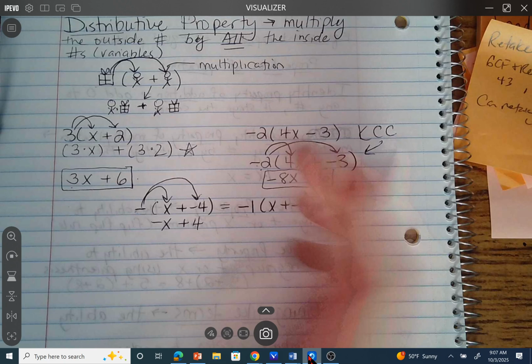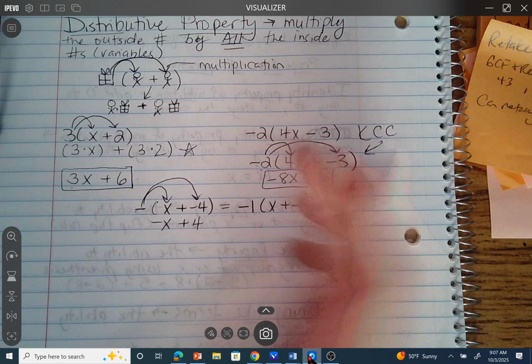And then if you have to distribute a variable, if they have an x out there and they just have numbers on the inside, numbers on the inside means that we can just do PEMDAS. So what's 2 plus 3? 5. And what's 5 times x? 5x. And that's where that one would end.